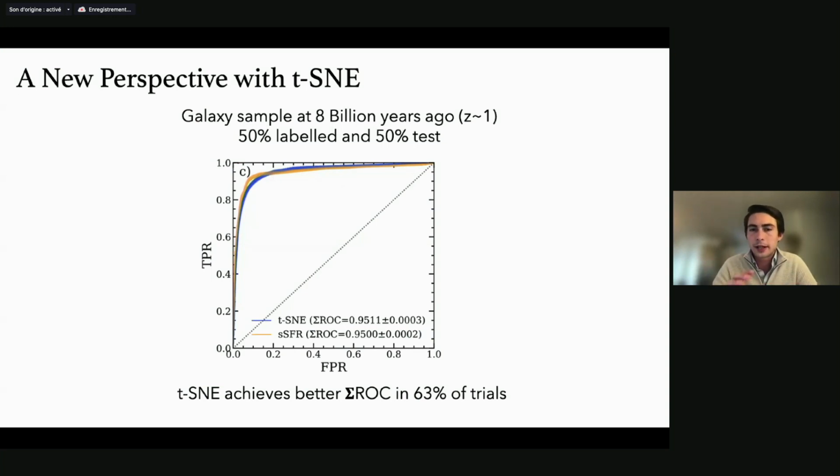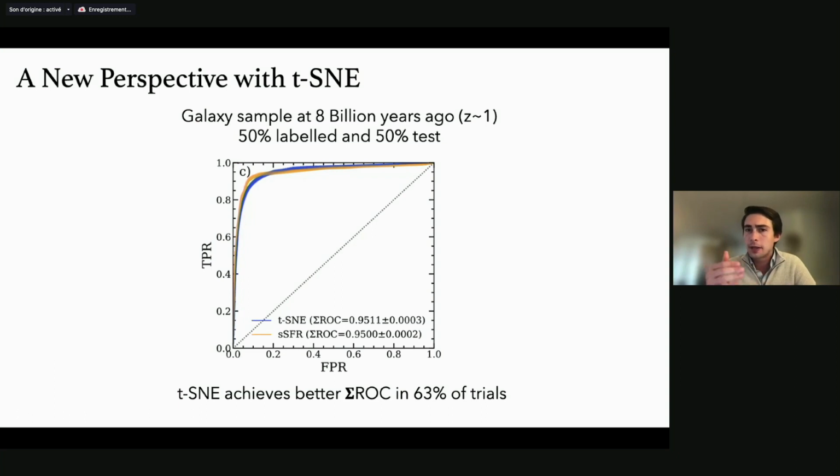And so here we see an ROC curve looking at the false positive rate on the x-axis versus the true positive rate on the y-axis. And we see that the area under the curve from t-SNE roughly performs the same as the template fitting at redshift 1. Okay, so now we know at redshift 1, t-SNE and traditional methods are roughly on par with each other. If you perturb the sample, t-SNE achieves a slightly better ROC in roughly 63% of trials. So it still is significant, but maybe not the huge gain that we might have expected.